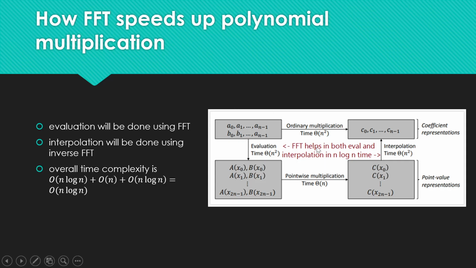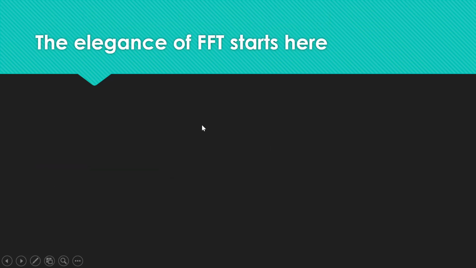So FFT helps in both evaluation and interpolation. Evaluation will be done using FFT. Interpolation will be done using inverse FFT. So as you can see, the overall time complexity would be n log n plus linear plus n log n. So in total, n log n. The elegance of FFT starts from here. The slides prior to this were just a setup for how to compute polynomial multiplication computationally. So this is the start of the actual FFT.